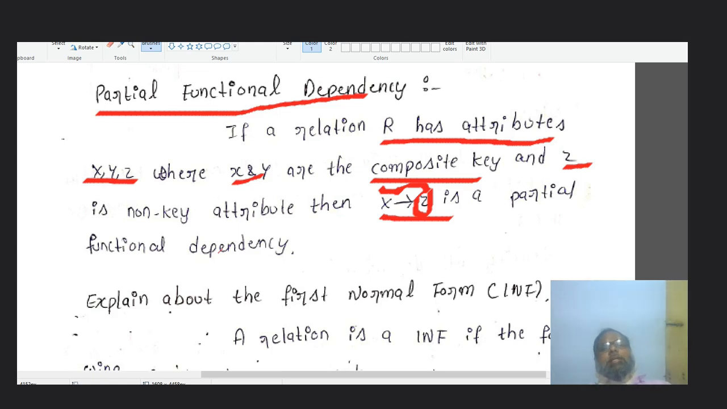So this is regarding dependency. Dependency specifies the relationship between the attributes, where one attribute determines the value of another attribute. The attribute which determines the value is called a determinant. The attribute which is dependent on another attribute is called a dependent attribute.